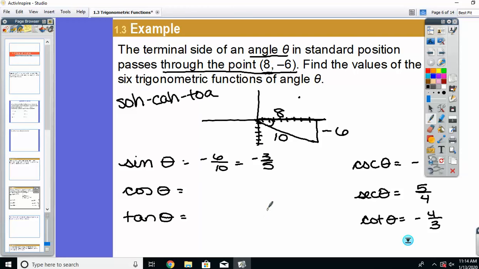And we get the negative 3/5. Cosine, adjacent over hypotenuse. So adjacent means touching. 8 over 10 is 4/5. TOA, tangent, opposite over adjacent, so negative 6 over 8. Negative 3/4. So you get the same answer, it's just a different way of thinking about it.